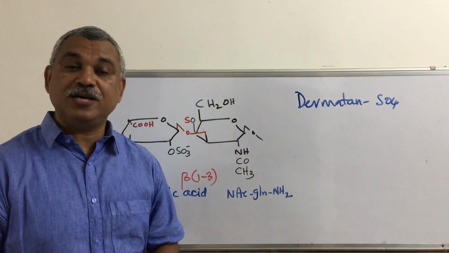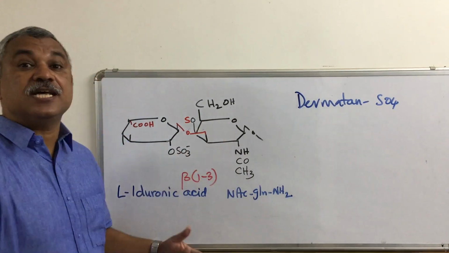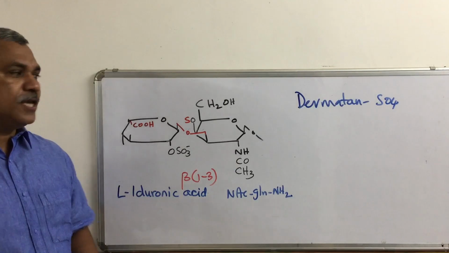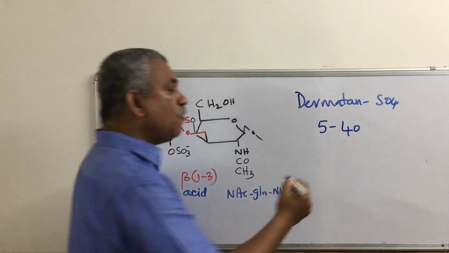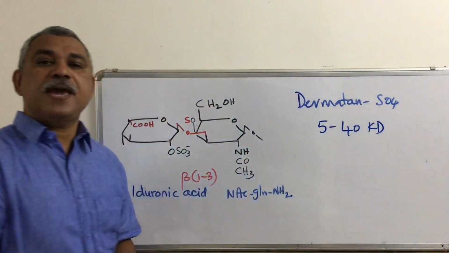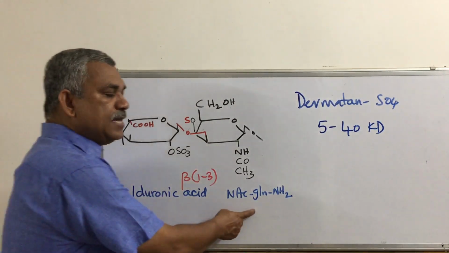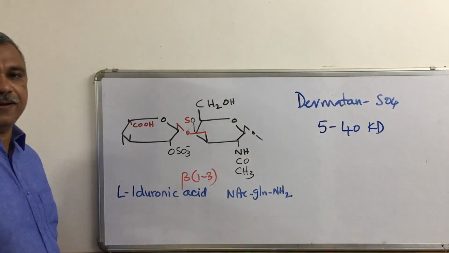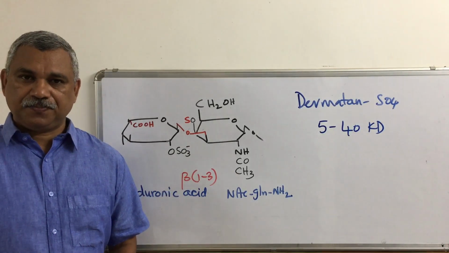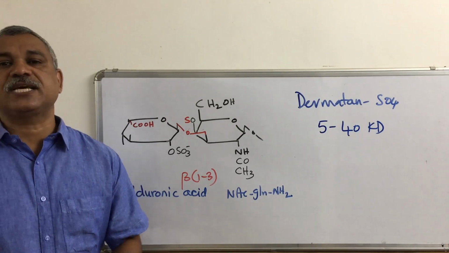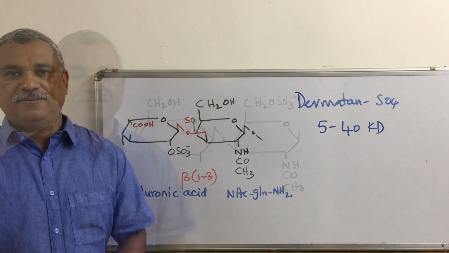Dermatin sulphate is found in skin, in heart, in the valves. Everywhere this dermatin sulphate is found. The molecular weight of dermatin sulphate ranges from about 5 to 40 kilodalton. The basic building units of dermatin sulphate are hyaluronic acid and N-acetyl glucosamine. They are linked through beta 1,3 linkages. So dermatin sulphate also gives a kind of protection especially in the skin.